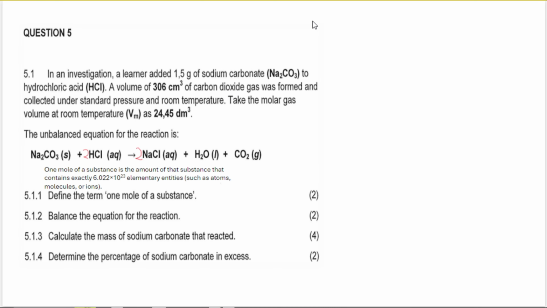So we have the volume, so the volume is equal to 306 cubic centimeters, right? But remember we use cubic decimeters. So to convert from cubic centimeters to cubic decimeters we divide by 1000. So it's 306 divided by 1000. Remember, always use your volumes in cubic decimeters. So then that will come as 0,306. Should I put in the unit?